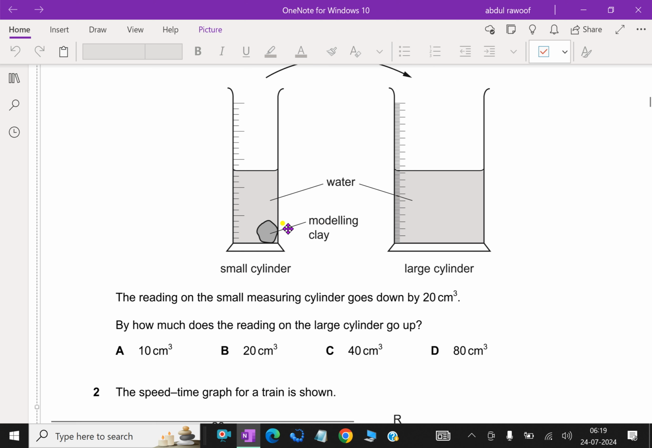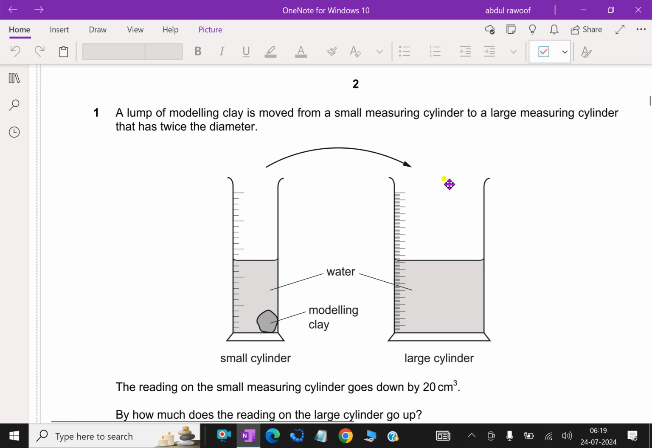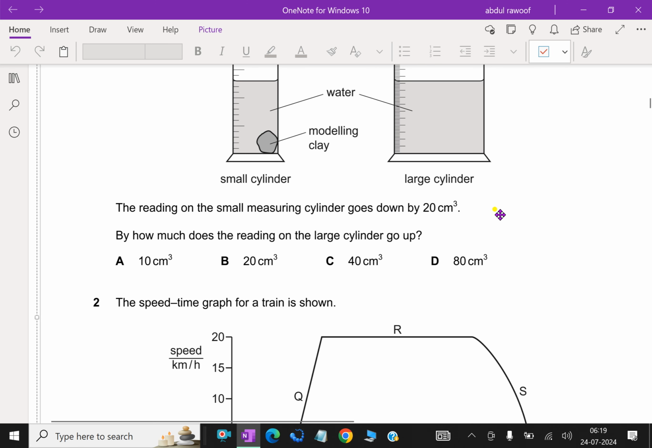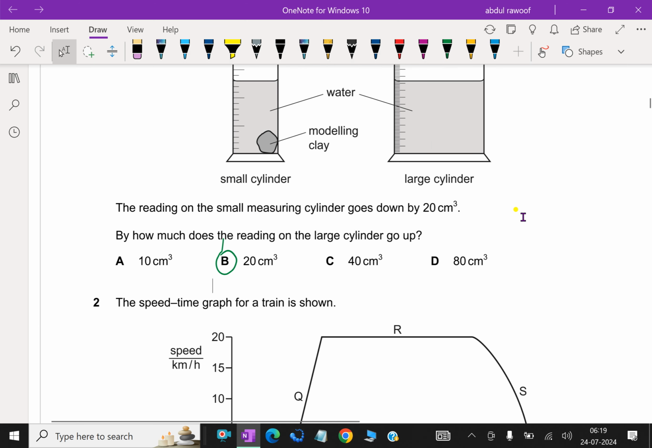The same, because the volume of the clay is the same here and here, so it shows the same as the clay, that is 20 centimeter cube. So answer B. That means the volume is not changed.